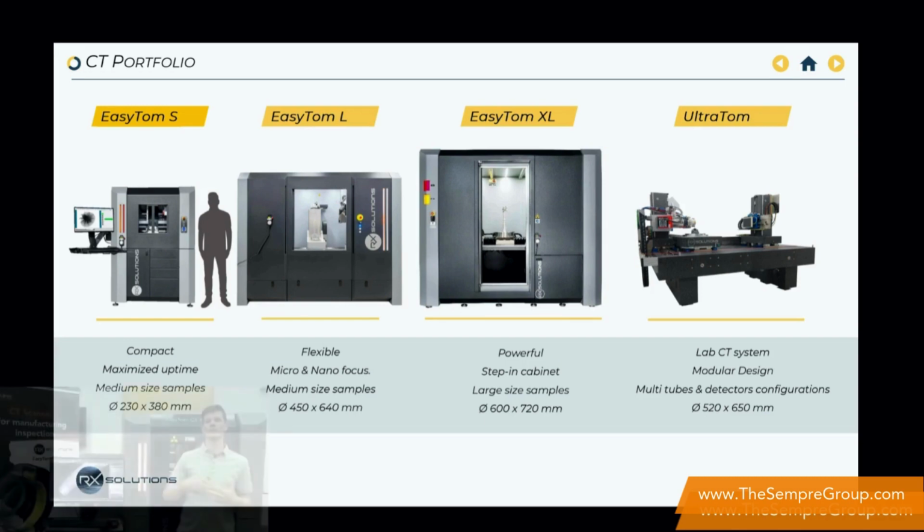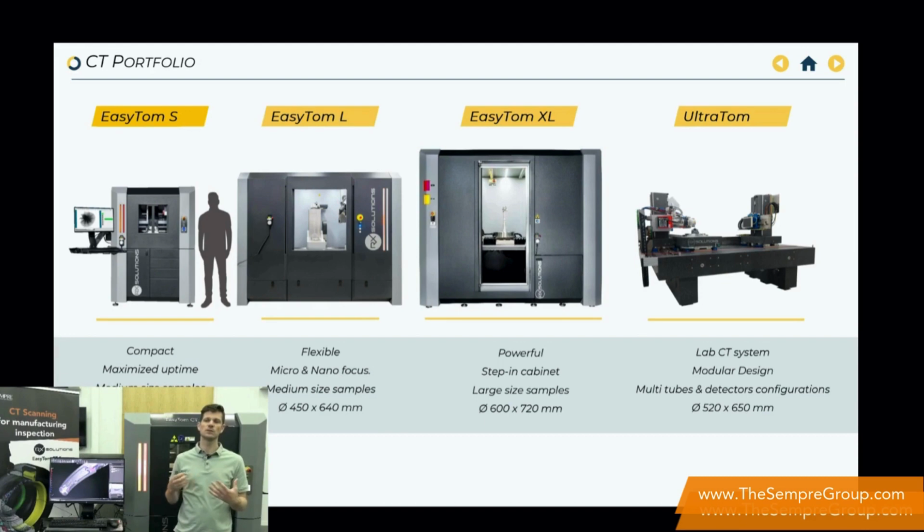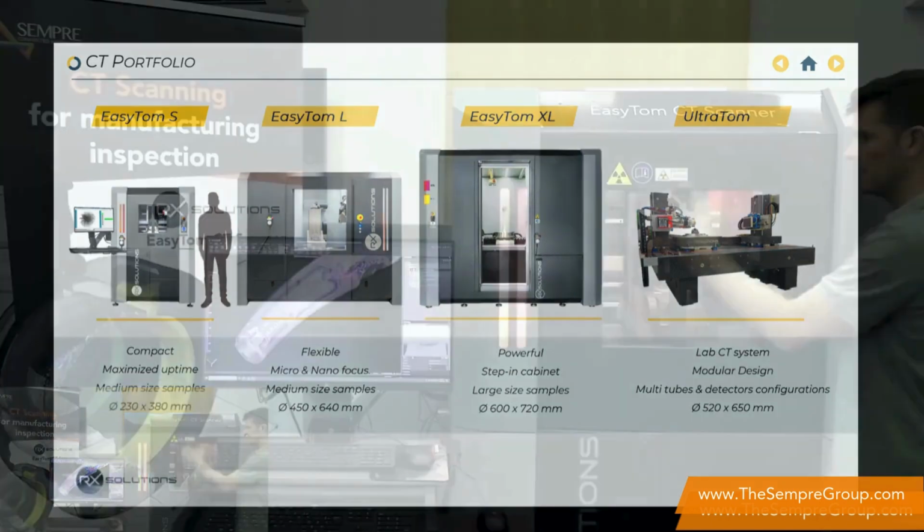Also, going to bigger systems allows us to use different configurations inside of the machine. So in this case, we have a 150 kV generator in the small system. If we need to go to higher energy sources, then we go also to bigger systems. The bigger systems also allow us to go to higher resolutions. So it depends on the configuration and on the application that the customer needs. So these three cabinet systems, they are fully protected by lead. So the protection towards the operator is fully integrated into the system.